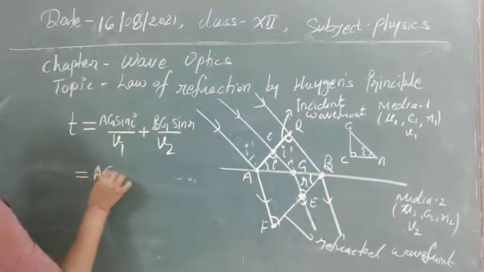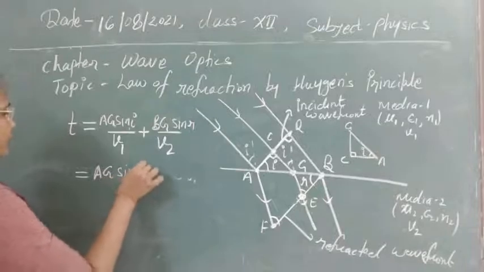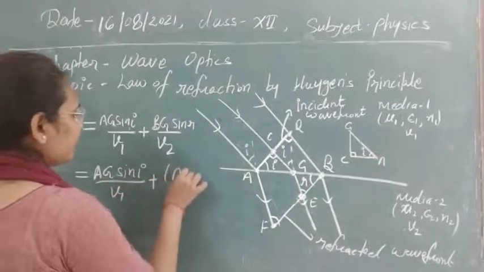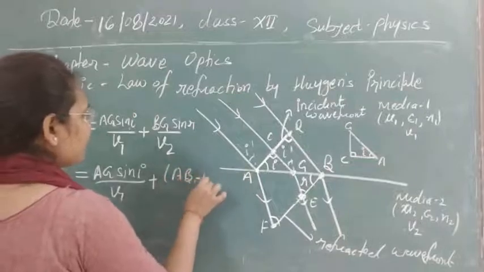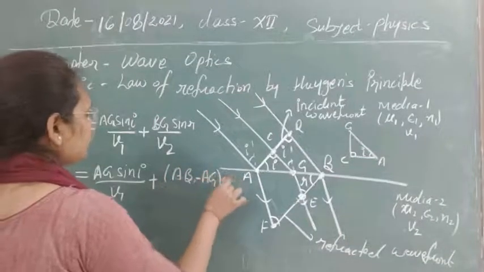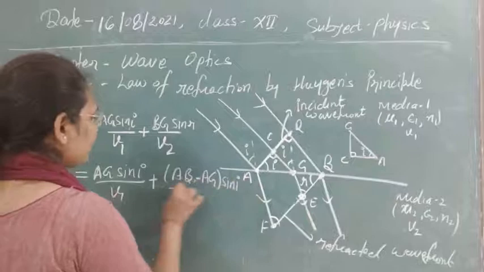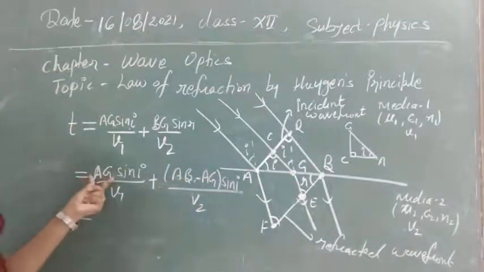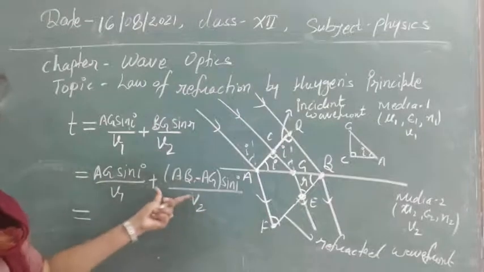So let's write this down. This will be AZ sine of i upon v1, plus, minus of AZ, sine of r upon v2. So we can take AZ common from both of these terms.